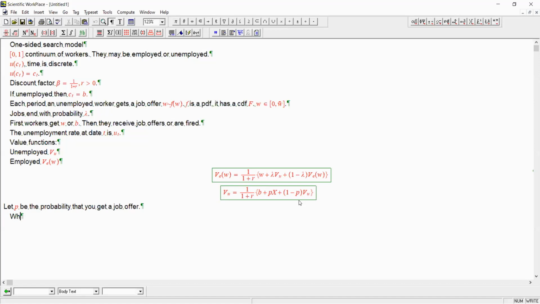So now we need to find out what is the value of X. So let pi of W be the value to you of receiving a job offer of wage W. The expected value of getting a job offer is then the integral over the range of W of pi of W integrated over the PDF. So the next question is, what is pi?